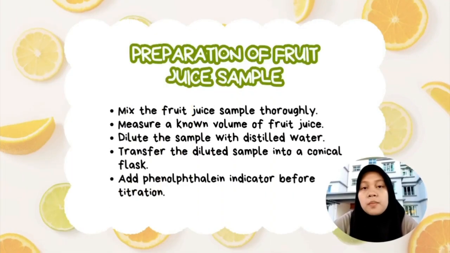And then this sodium hydroxide solution will act as the titrant to neutralize the citric acid that is present in the fruit juice sample. The fruit juice sample is prepared for the titration process. The juice is mixed well and a known volume is measured and diluted with distilled water. Phenolphthalein indicator is added to help to identify the endpoint during the titration process.